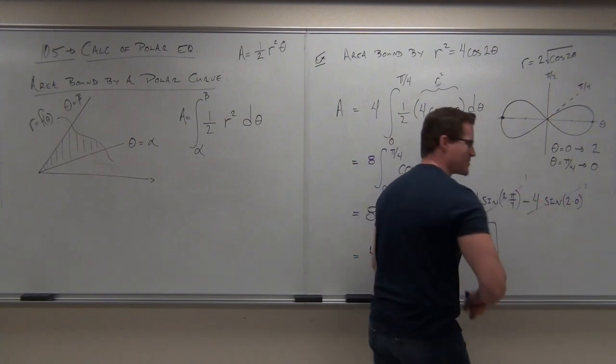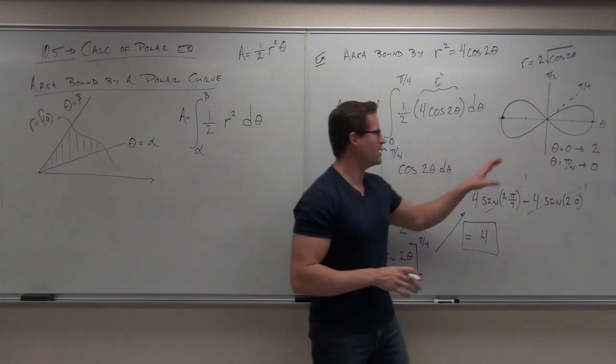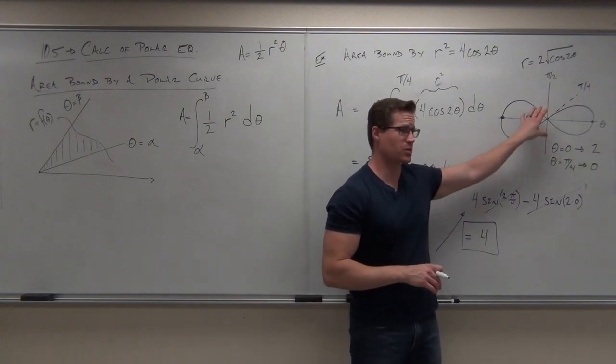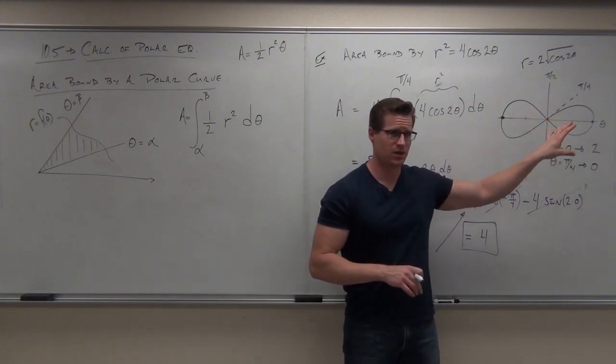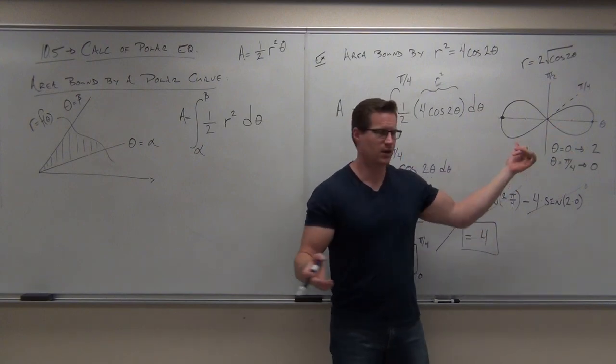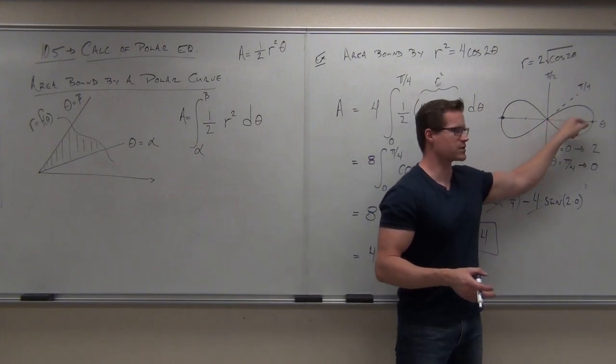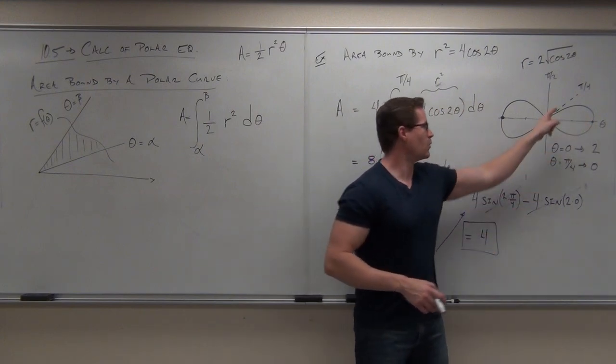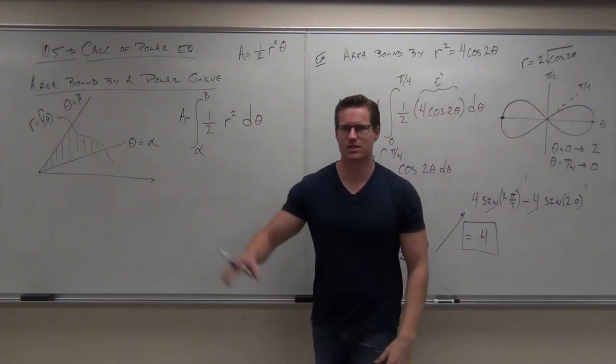Well, it's really, really interesting. The area that's bound by this polar equation, this polar curve, is equal to... Does that blow your mind? That it's not some random weird decimal that doesn't end? The area is 4. That's crazy. What's the area of one of these things? 1. Yeah. 1, 2, 3, 4. That's neat. Show of hands if you understand that one.